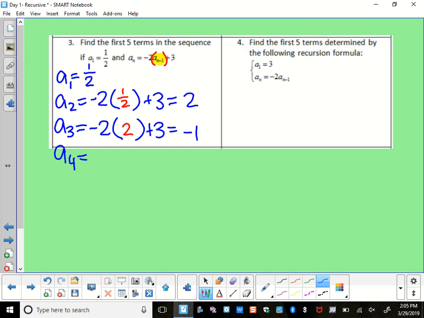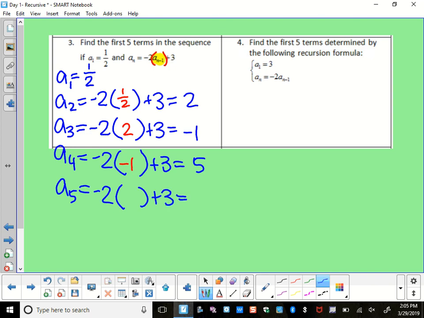All right, my fourth term is negative 2 times the previous term plus 3. My previous term was negative 1. What do you get? 5, yes. And then my fifth, we have negative 2 times my previous term plus 3. You should get negative 7.